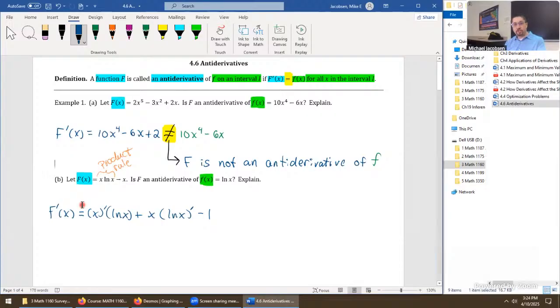Now back down to here, differentiate as normal. X prime is a 1. So it's 1 times natural log x. Moving over to here, copy an x.